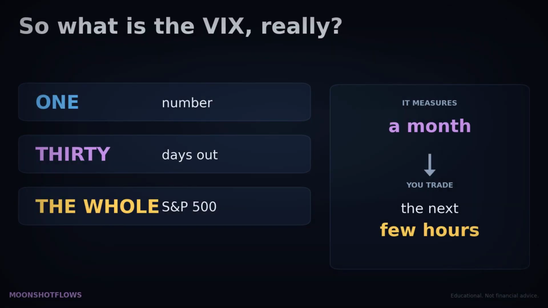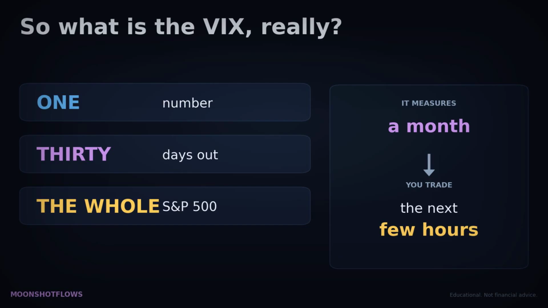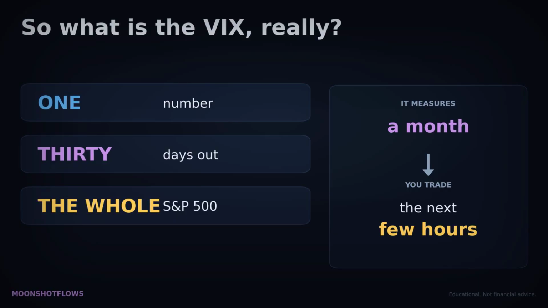So what is the VIX really? It's one number. It's the market's guess at how much the S&P 500 is going to move. Not today, but over the next 30 days. And say that again, the whole S&P 500, 30 days out, blended into a single number. That's a fine number for a fund holding stocks for a month. It's a great number, actually.